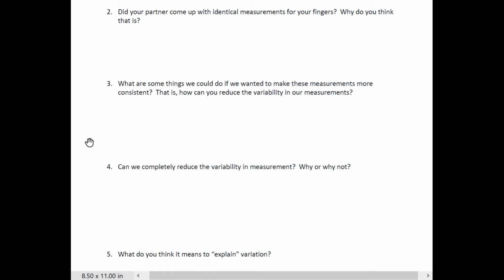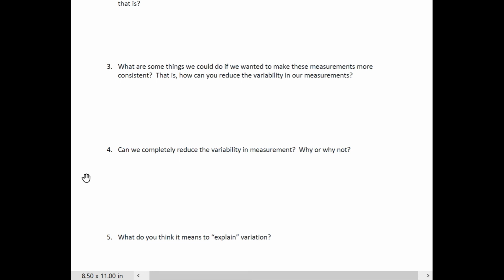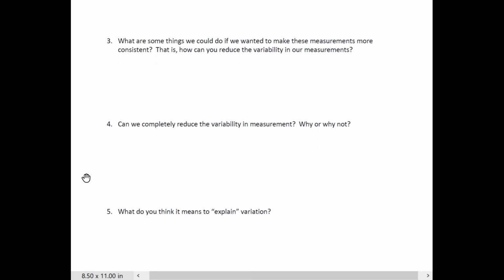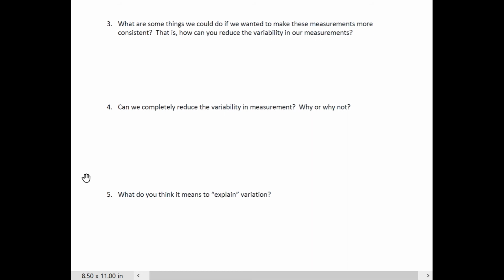What are some things that we could do if we wanted to make these measurements more consistent? So in other words, how could we try to reduce the variability in our measurements? The same fingers being measured twice. How can we try to reduce the variability, the differences we see between those two sets of measurements? And then, do you think we can completely reduce the variability in measurement? Why or why not? Again, these might be some good things to discuss in the chat, in the discussion board, and come back to if you're unsure.